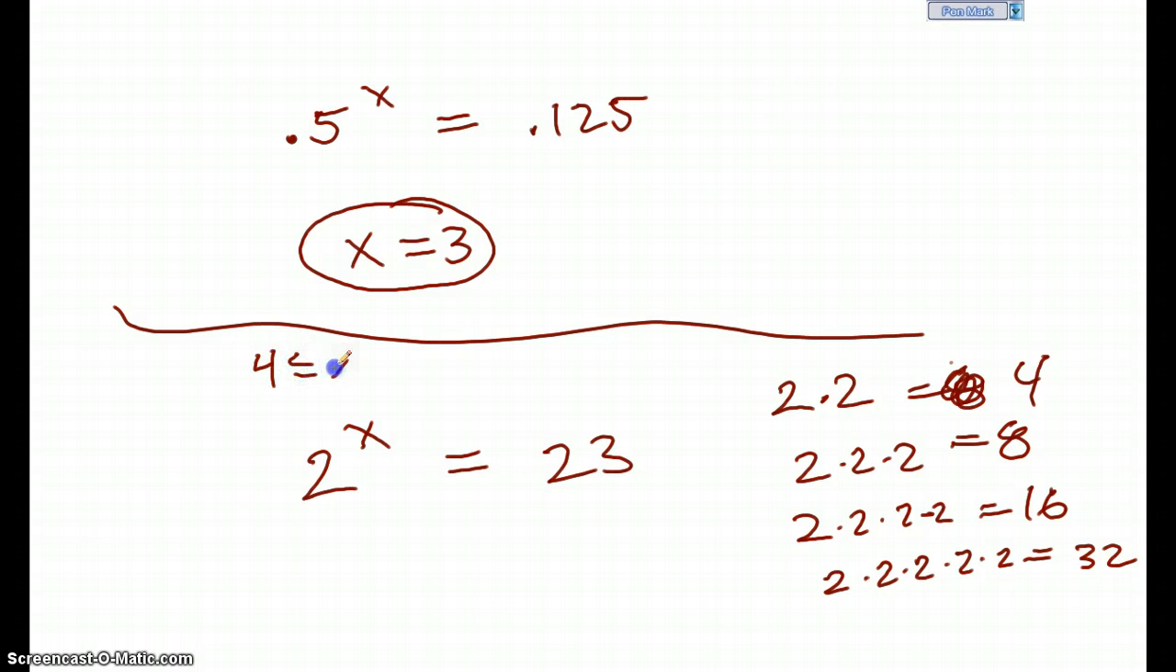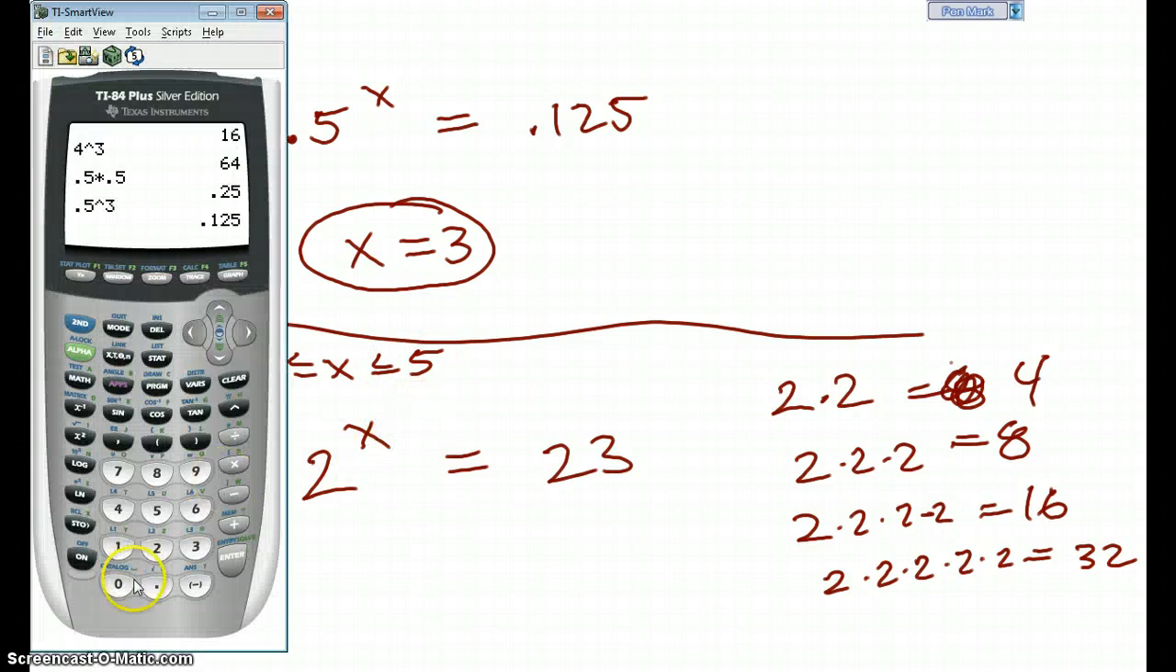4 and 5. So I'm going to say x is between 4 and 5. Now, I don't know exactly where. I could start messing around with this and saying 2 to the 4.1, and that gives me 17, which is still too small, so maybe I'll try 2 to the 4.3. That's still too small, but I'm getting closer.